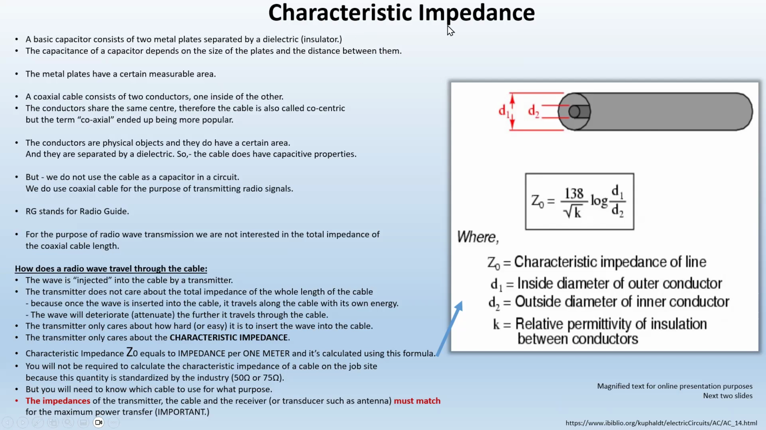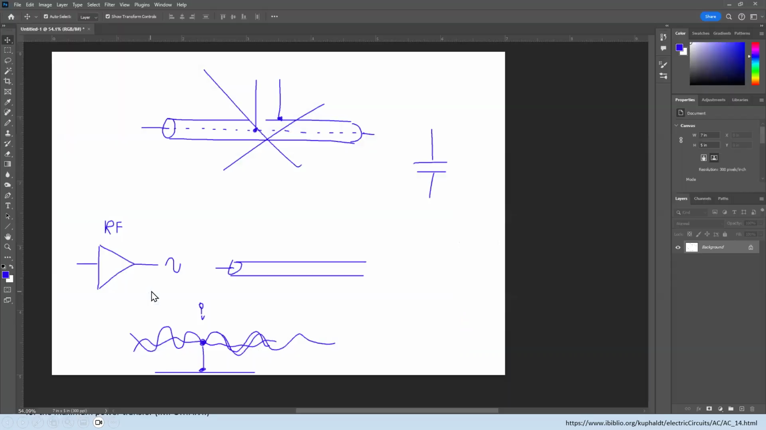Why do we need to know the characteristic impedance? It's because we need to match that with the output impedance of the source, in this case the amplifier, in order to accomplish maximum power transfer.